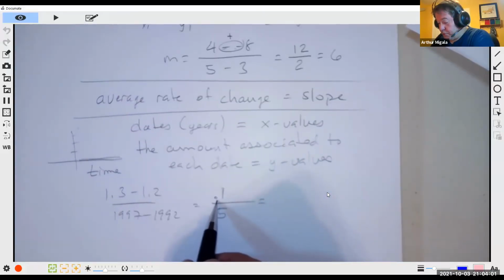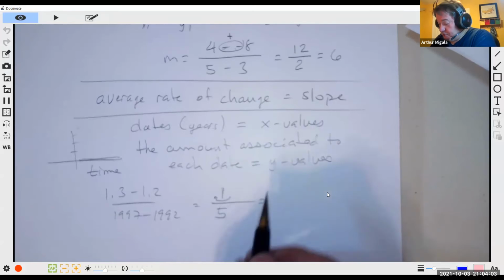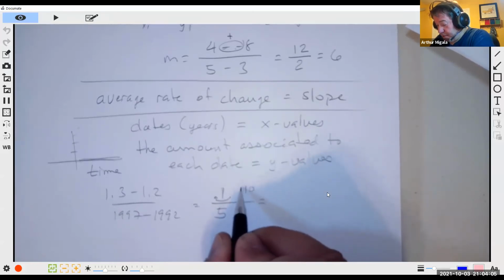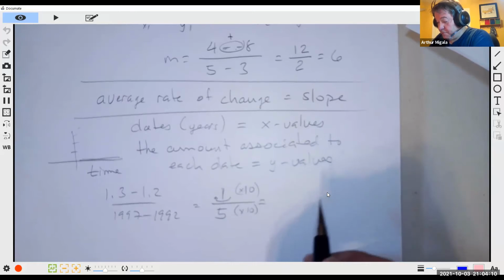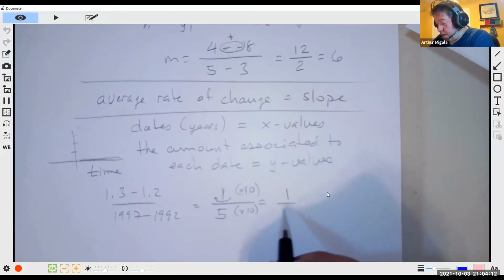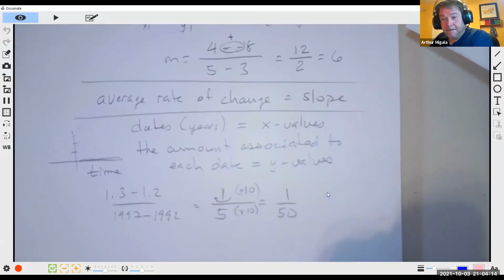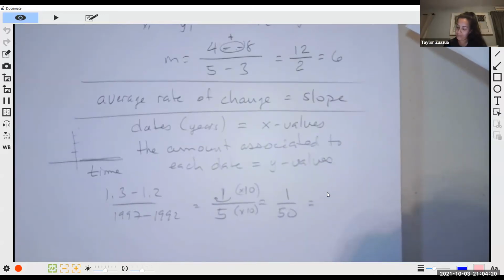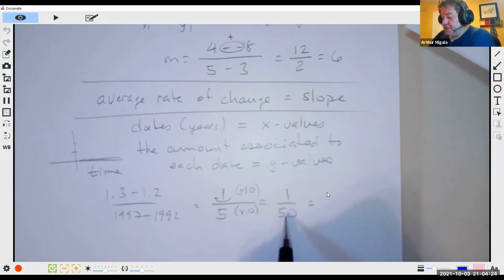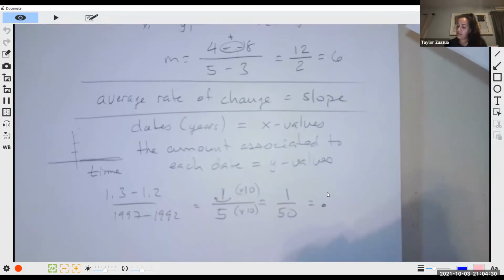To get rid of that decimal, we have to move it over once. So we multiply the top by 10. Since we multiply the top by 10, we have to multiply the bottom by 10. So it's 1 over 50. Gotcha. Since 50 cannot fit into 1, that means the answer is a decimal.